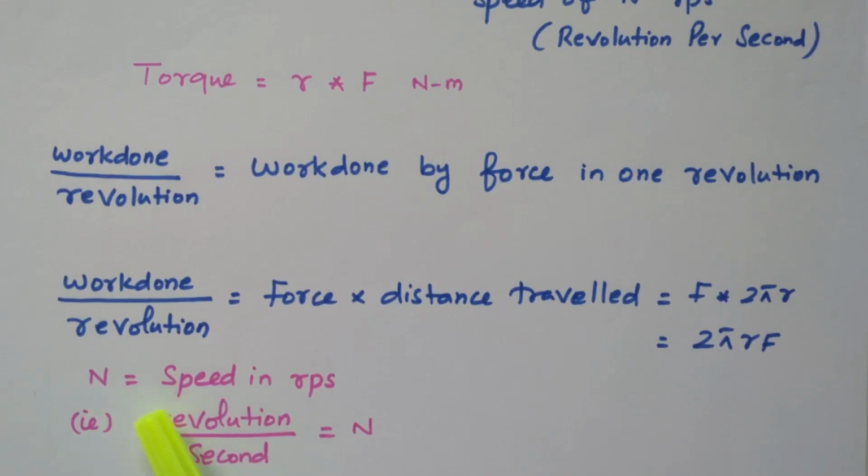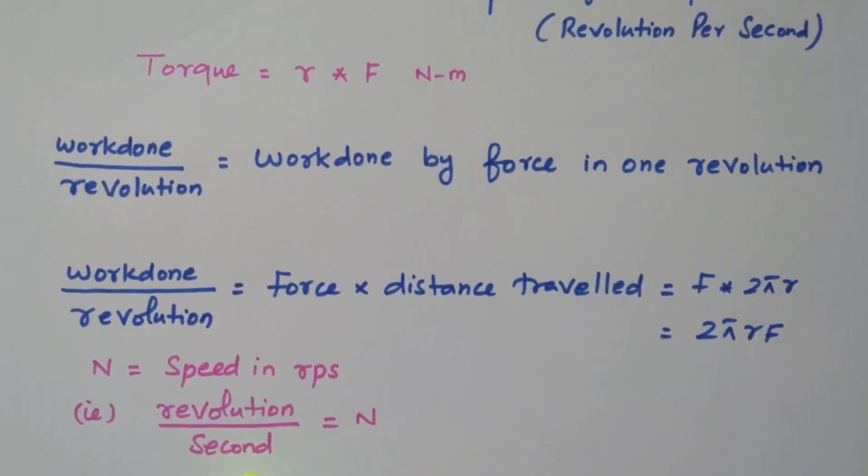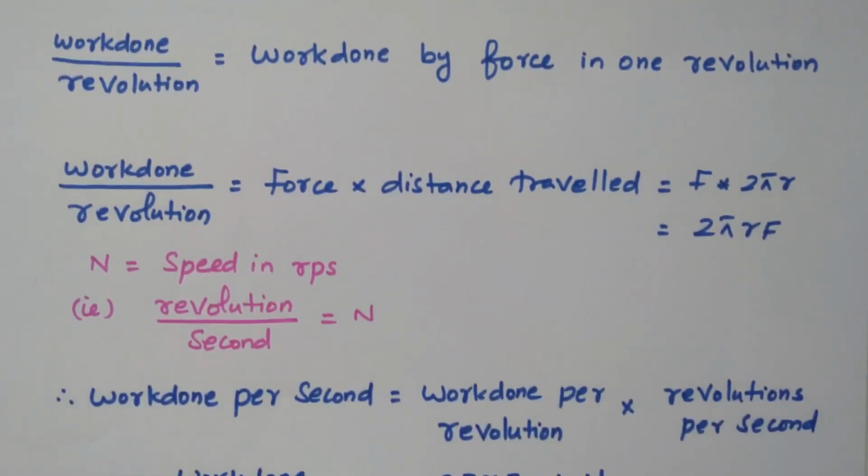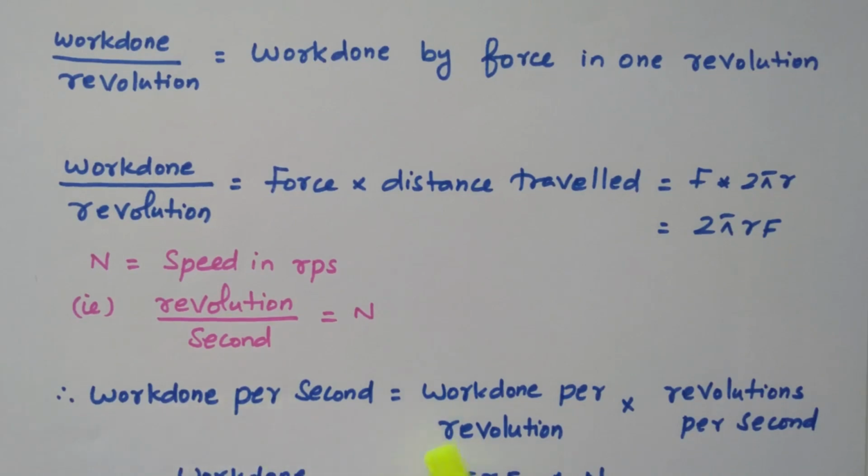The speed is given in RPS. Speed N is given in RPS, so revolutions per second equals N. So the work done per second is the work done per revolution into the revolutions per second. By multiplying these two we can get the work done per second.